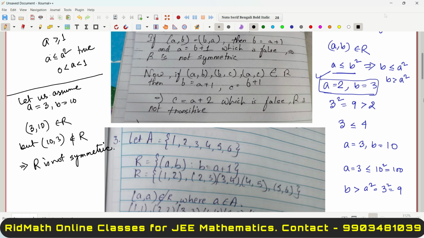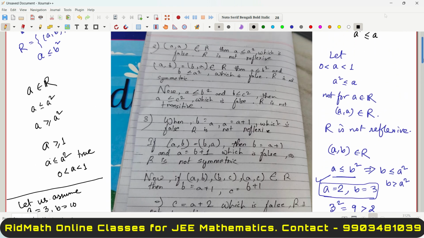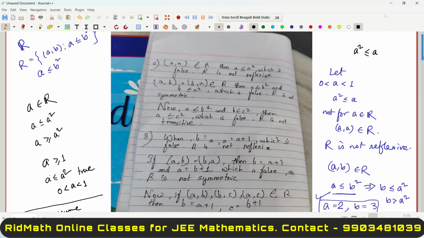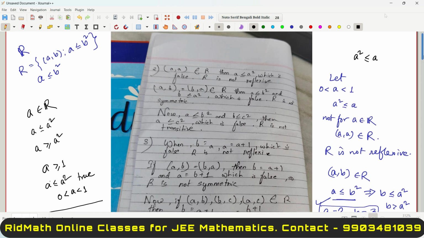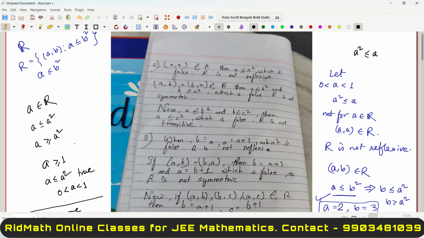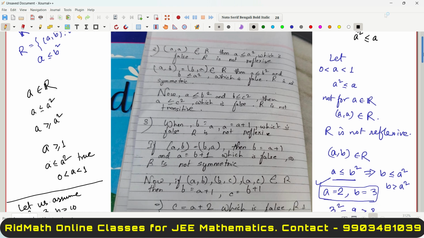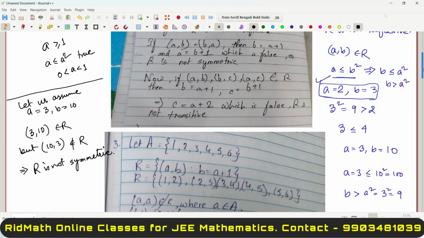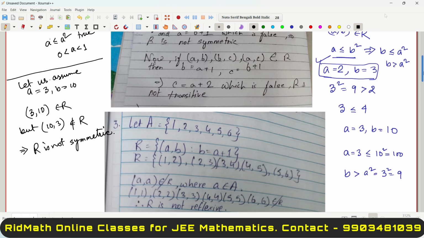In the reflexive part, we have already found that for the real numbers greater than 0 and less than 1, a comma a does not belong to R. That means there are some elements for which a comma a does not belong to R. That means for all a belonging to R, it is not true. That means it is not reflexive.